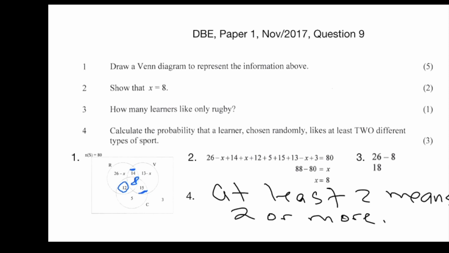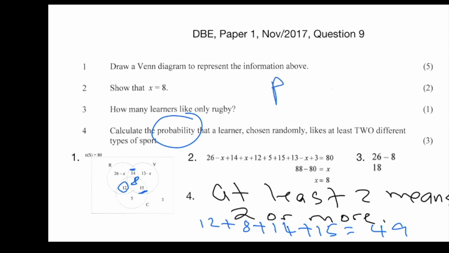So remember, at least 2 means 2 or more. So in this case, to answer this question, all we need to do is to take that 12 and take the 8 and take the 14 and the 15 and add them up together. Right, that should give us 49. But the question is asking for the probability that a learner chosen at random will like at least 2 sports. So the probability that a learner chosen at random likes at least 2 will be the 49 that we got there divided by 80.